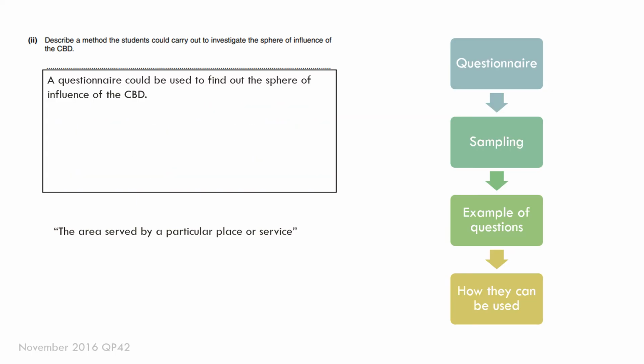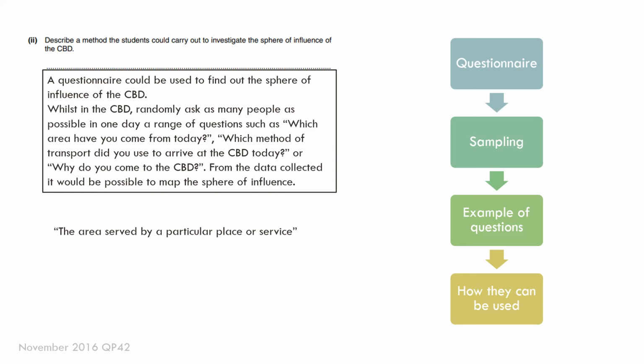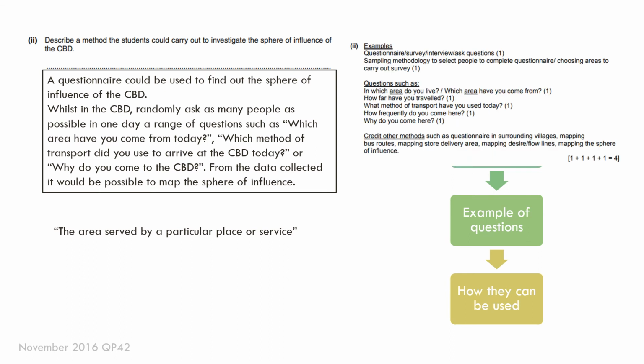So a model answer would be, a questionnaire could be used to find out the sphere of influence of the CBD. I have to describe a method, therefore I need to state that method. This is what I would then write to make sure I can work out the sphere of influence. I've talked about randomly asking people, the types of questions that would be useful for this, and then how I would go about using that data to work out the sphere of influence. Here is the mark scheme, ticking all the boxes.